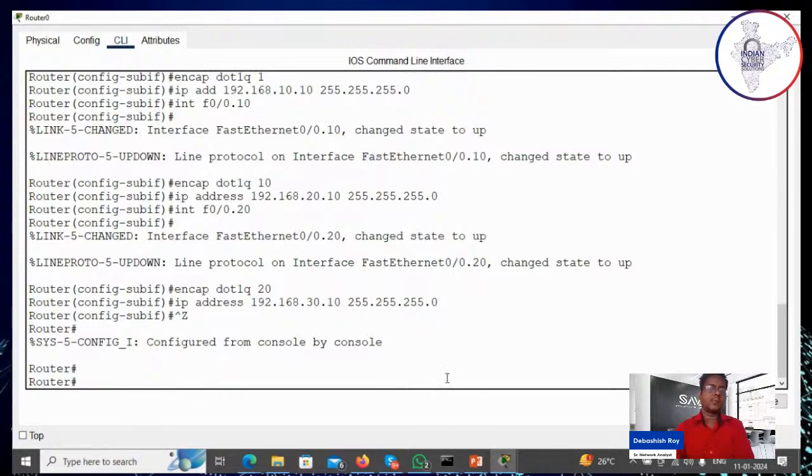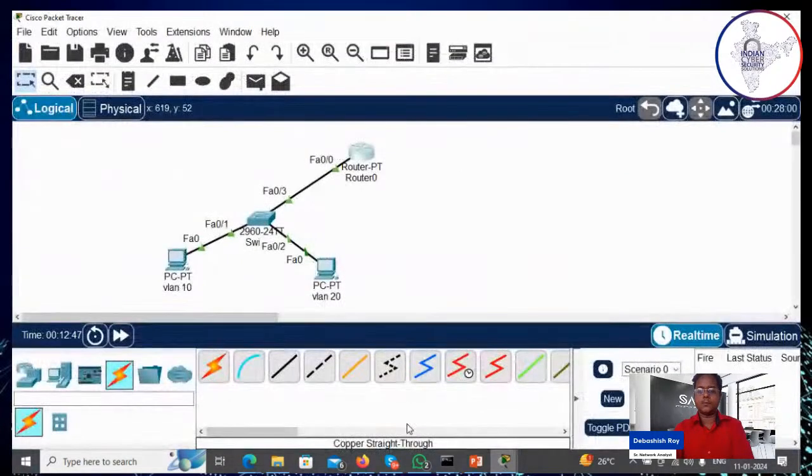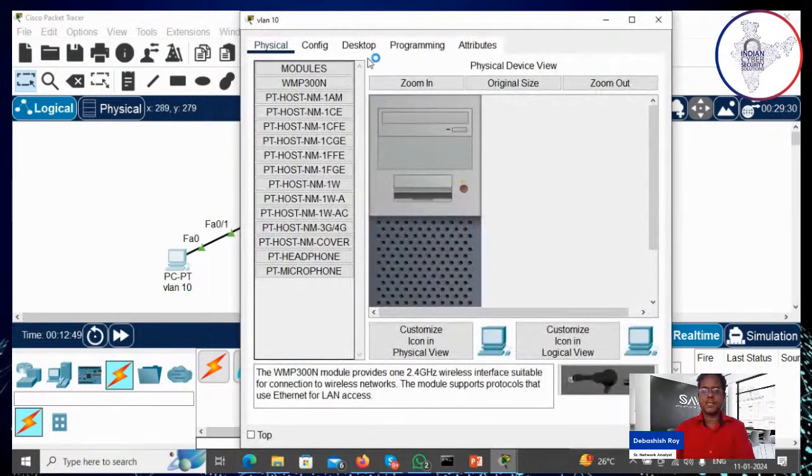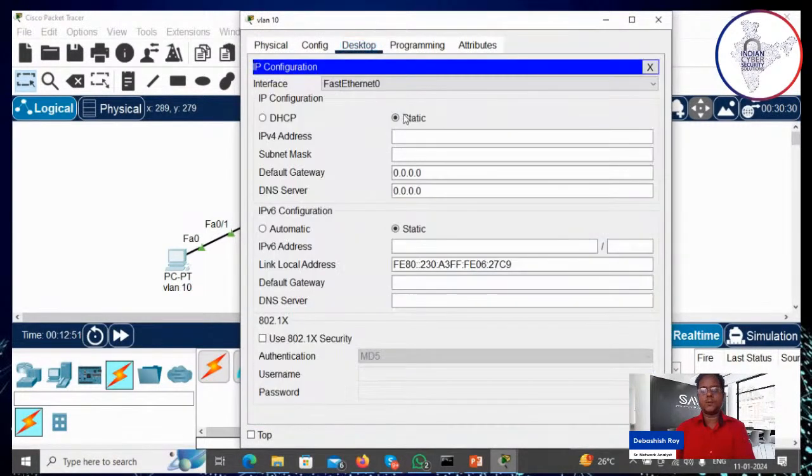Now the configuration is complete for both the switch and the router. And now just go to the PCs. This belongs to VLAN 10. So go to desktop, IP configuration, and give any IP in the 20 network, 192.168, say 20.50, and the default gateway would be 20.10.